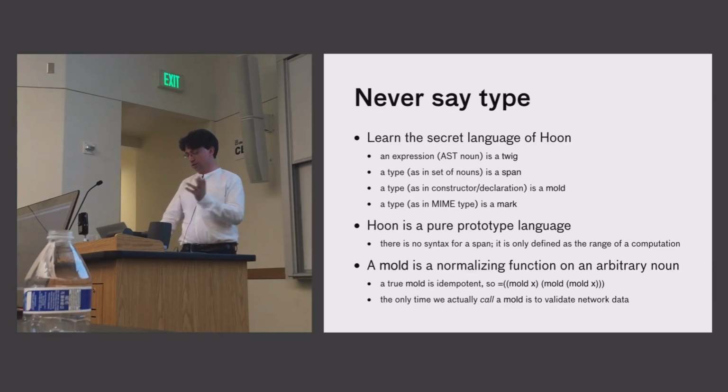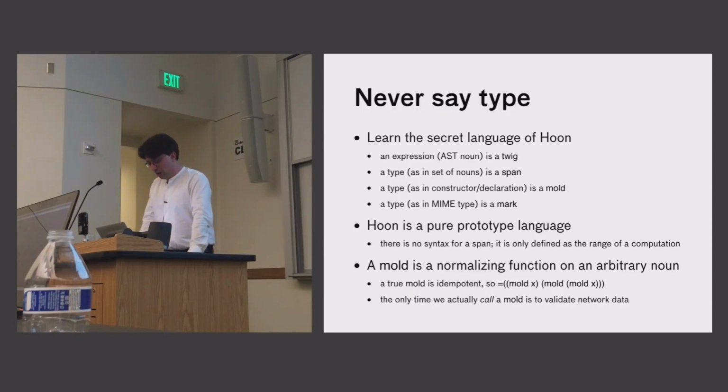A type is, well, there are actually three things that correspond to a type. A type as in a set of nouns and a semantics ascribed to them is called a span. A type in terms of a constructor is called a mold. And then at the OS level, I don't think I'll get into that today, there's basically the equivalent of MIME types, which is something else entirely.